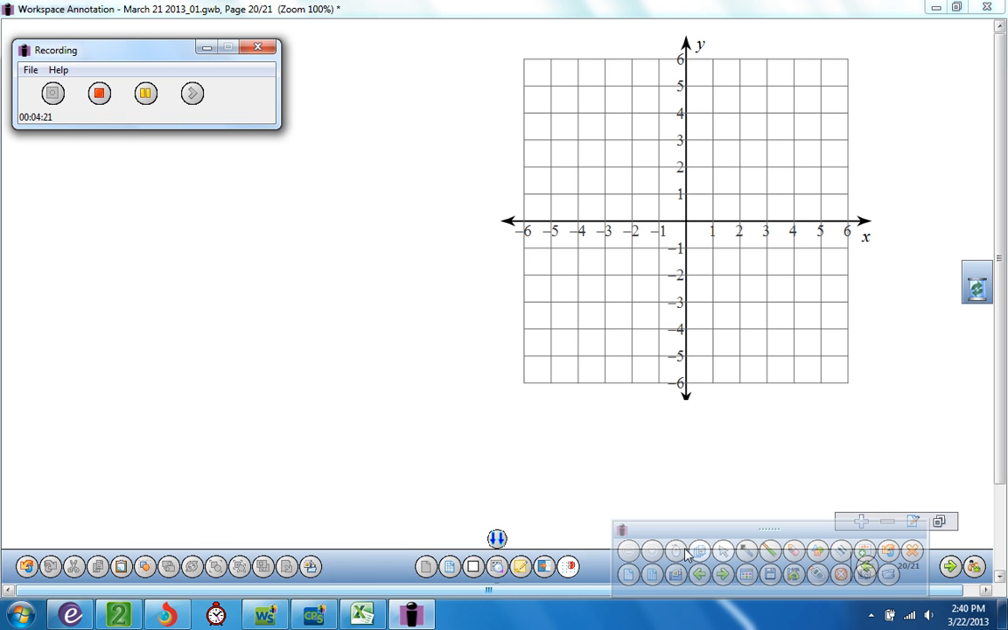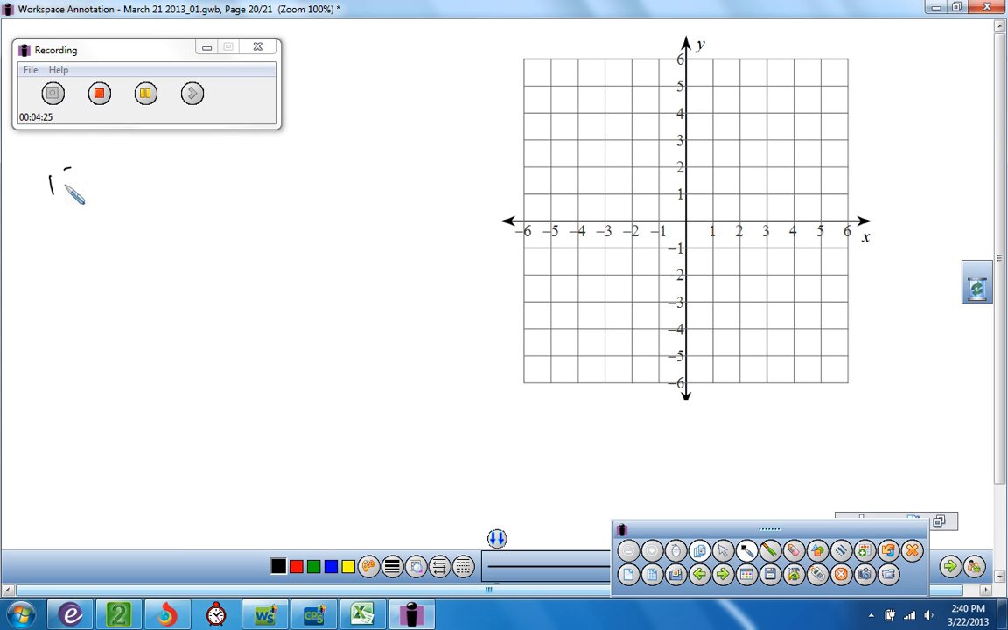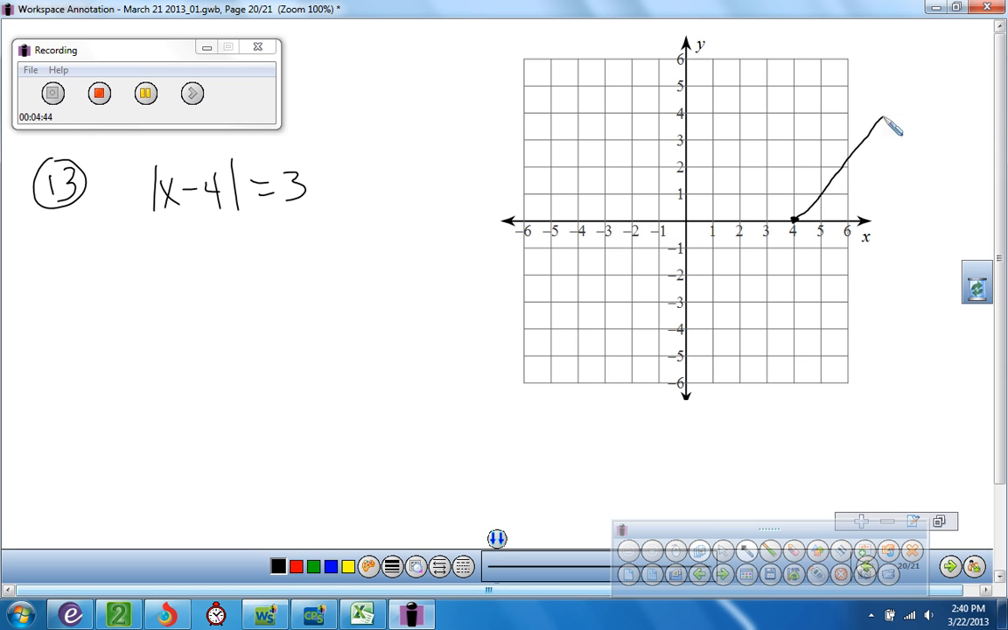Alright, so for number 13, we're told to solve by graphing. So we have |x minus 4| = 3. Now to do this, we're going to graph the |x minus 4| part. And we know that's an absolute value function, so it should give us the little V shape. So we put a point here. Now your graph goes further out, so it'll be easier to see. And then we'll graph coming out this way, and then we'll graph coming up. I'm kind of crooked here, but we'll graph coming out like this.